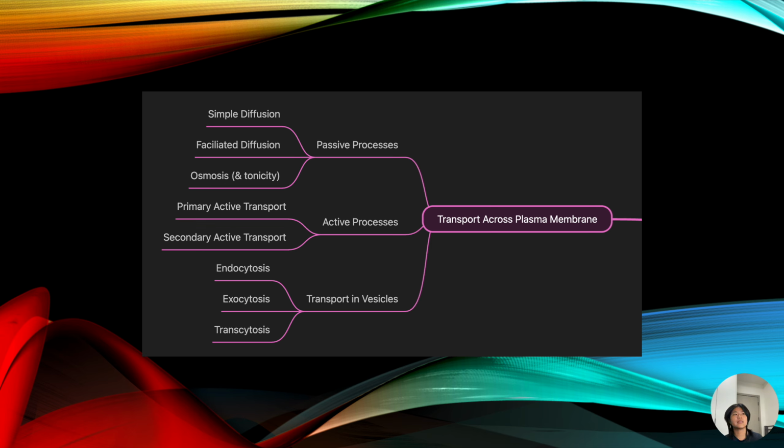Then we have osmosis. This might seem an intimidating concept, but don't worry. Osmosis is basically the diffusion of water. We talked about how plasma membranes are selectively permeable. This means that there are substances that are not able to pass the membrane, but water can pass the membrane.